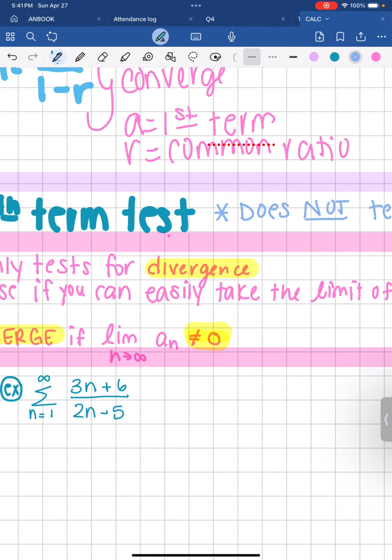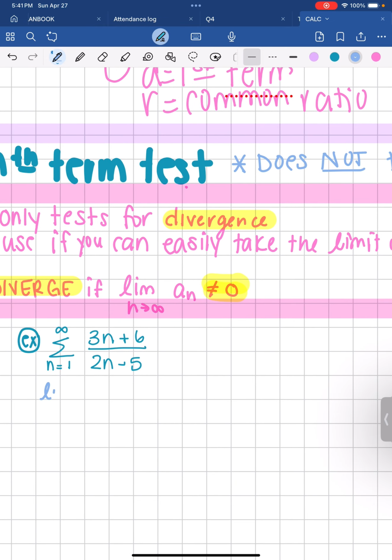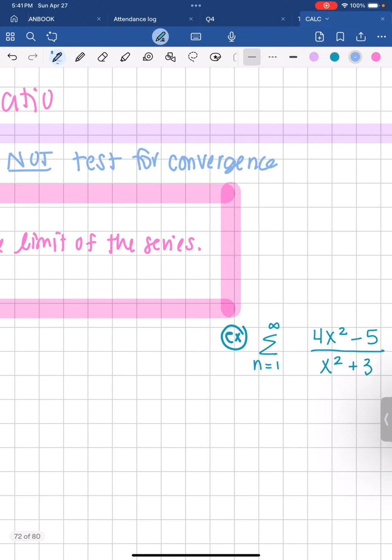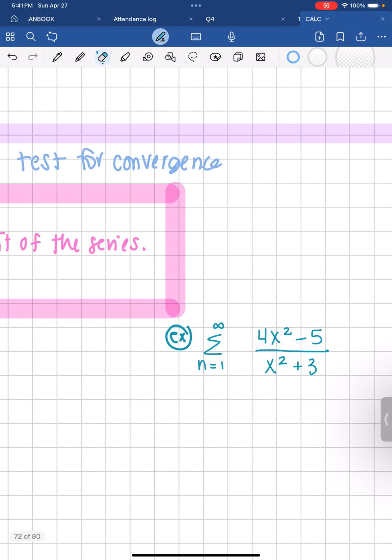So let's look at this first one. We're going to want to show it. So let's take the limit as n approaches infinity of the series. We get 3/2, which is not equal to 0. We're going to want to say that. So we're going to say diverge. And then you always want to tell them by what test. So by the nth term test. Okay. Next example. Oops, that should say n and n, because we are doing series, silly goose.